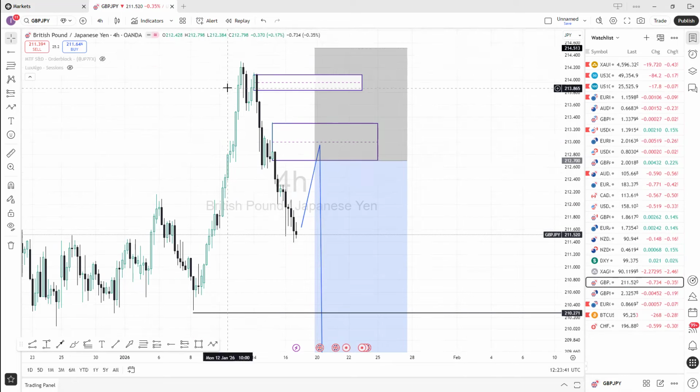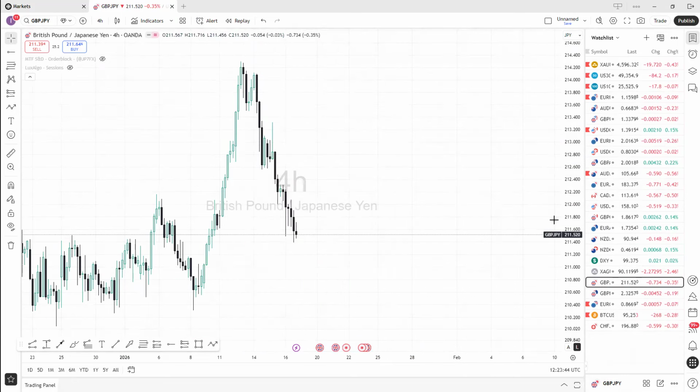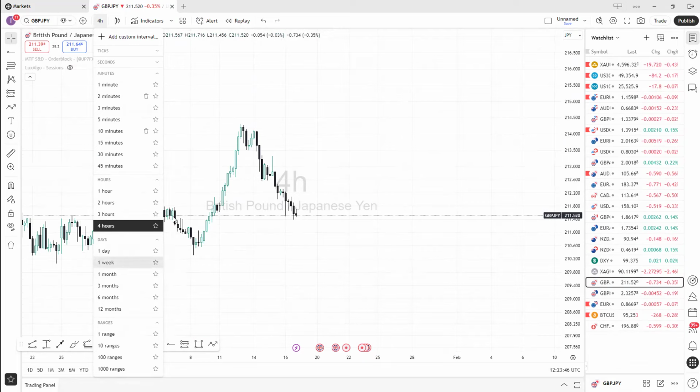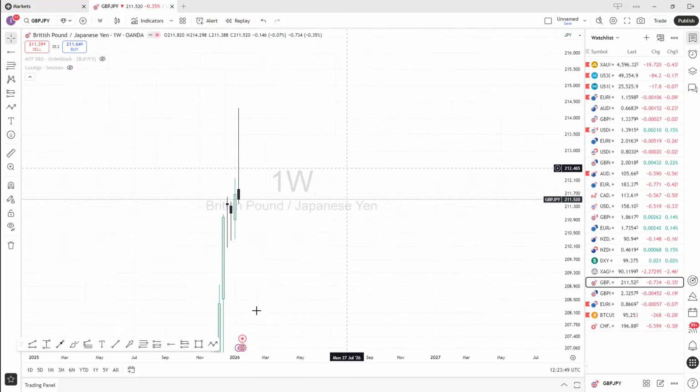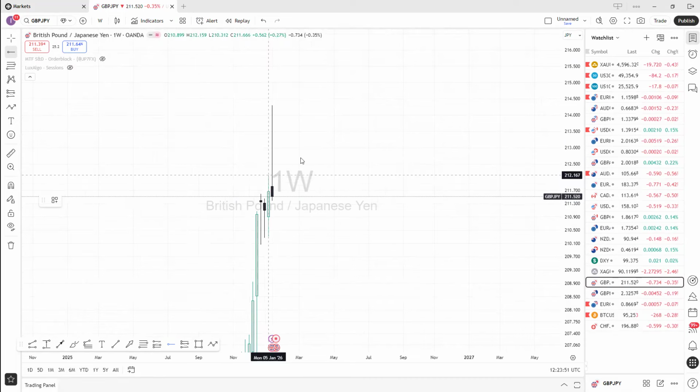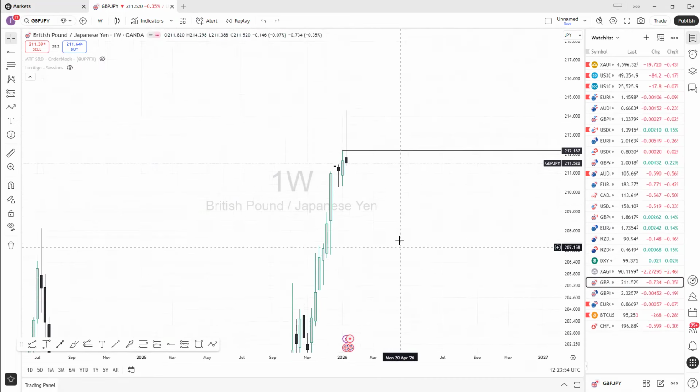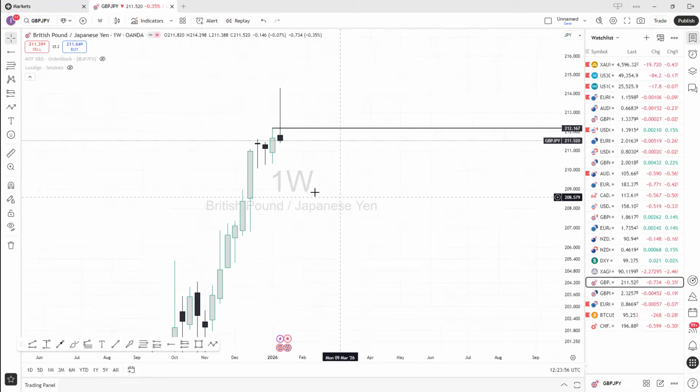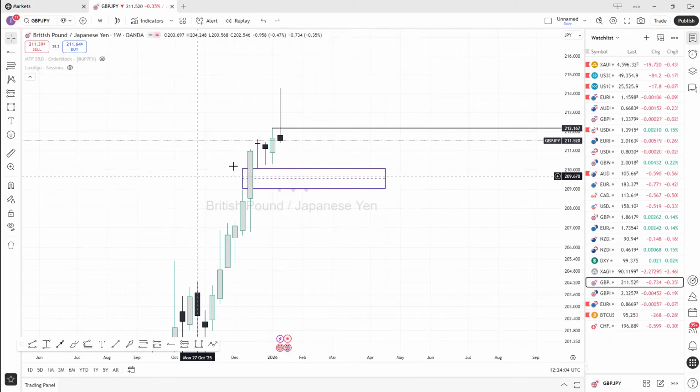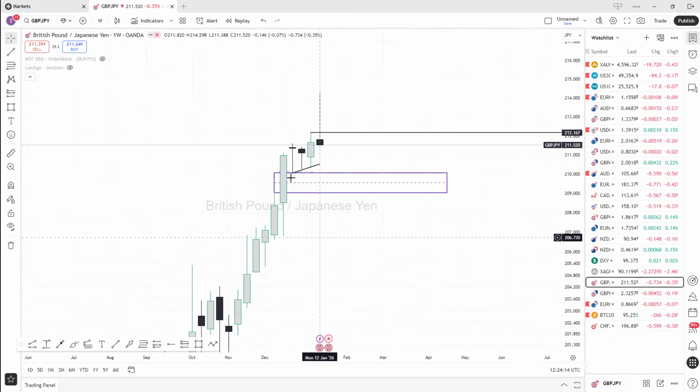GBP/JPY has that setup. Let me delete it all, and we can start with the weekly time frame. On the weekly time frame, we have that rejection candle. It means this price is going to reverse. It created a reversal pattern, and when it reverses, it will drop until this area that has that FVG. Also, we have a lot of liquidity below here, so this price has to sweep that liquidity.